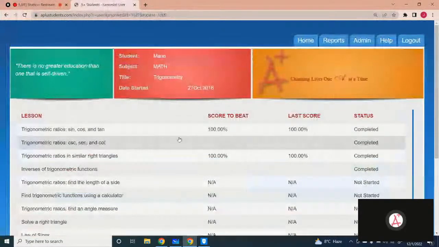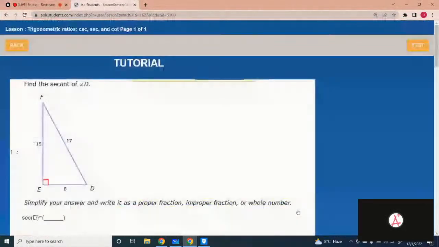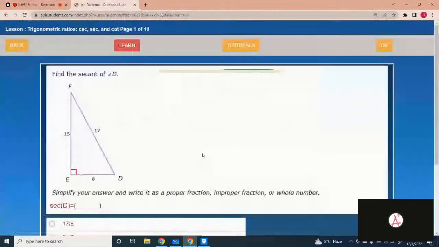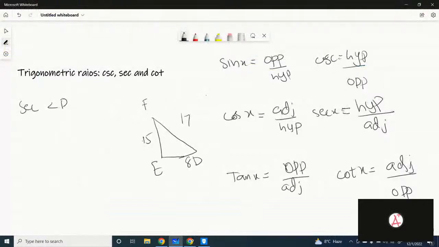Okay, here are the trigonometric ratios cosecant, secant, and cot. Okay, let's start with the test questions. The first one is to find the secant of angle D. Got it? The triangle is E, D, and F. The sides are 15, 17, and 8, and we have to find secant of angle D. Here is angle D, this one.